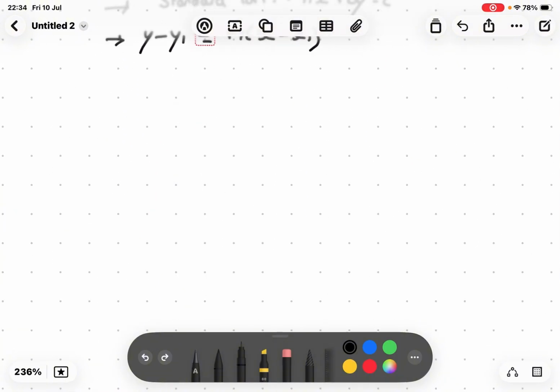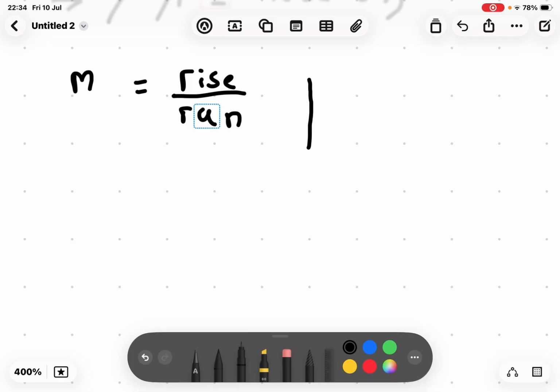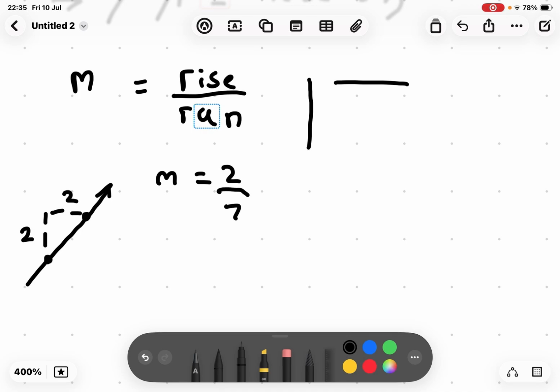What we also need to understand is how to find the gradient. It is the rise over run. Rise is how much it goes up the line, and run is how much it goes left or right, horizontally. Let's say I have a line, not drawn to scale, and we pick these 2 points. To get to this one, we go up 2, and to get to this point, it's also 2 across. So the m would be 2 over 2, which is 1.